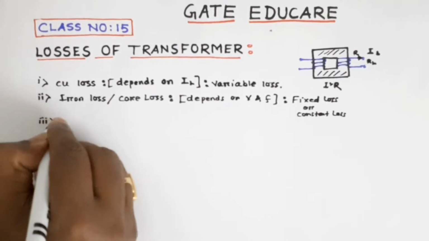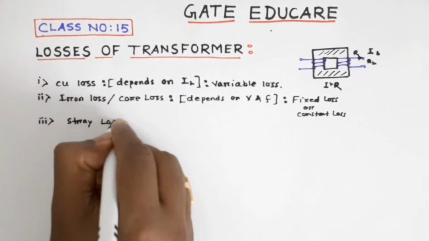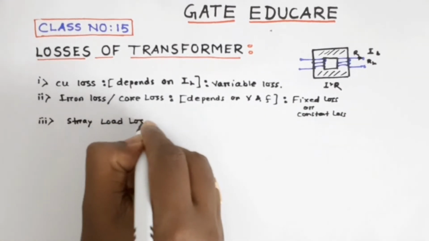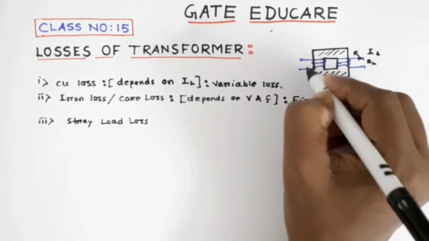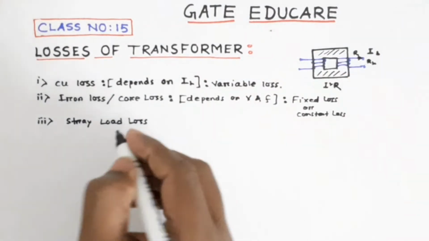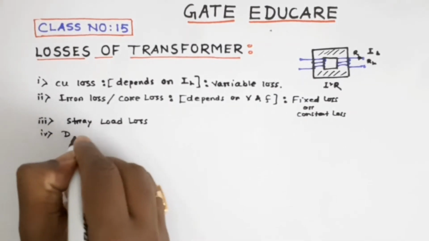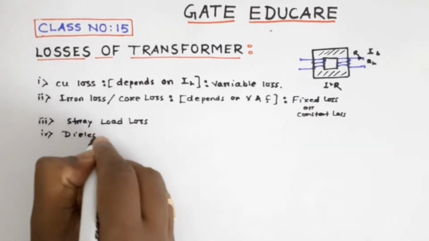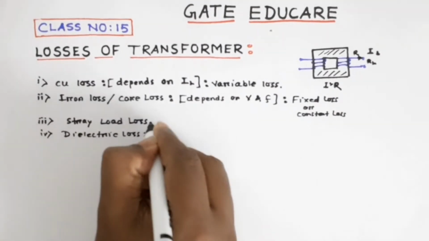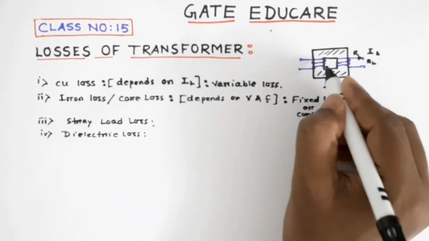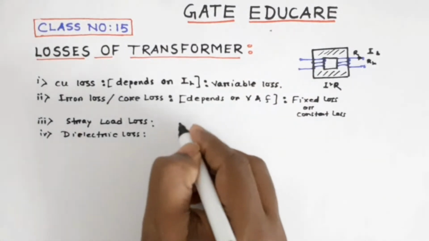Number 3 is the stray load loss. The losses in the transformer body structure is called the stray load loss. Number 4, dielectric loss. The losses in the insulating material is called the dielectric loss.